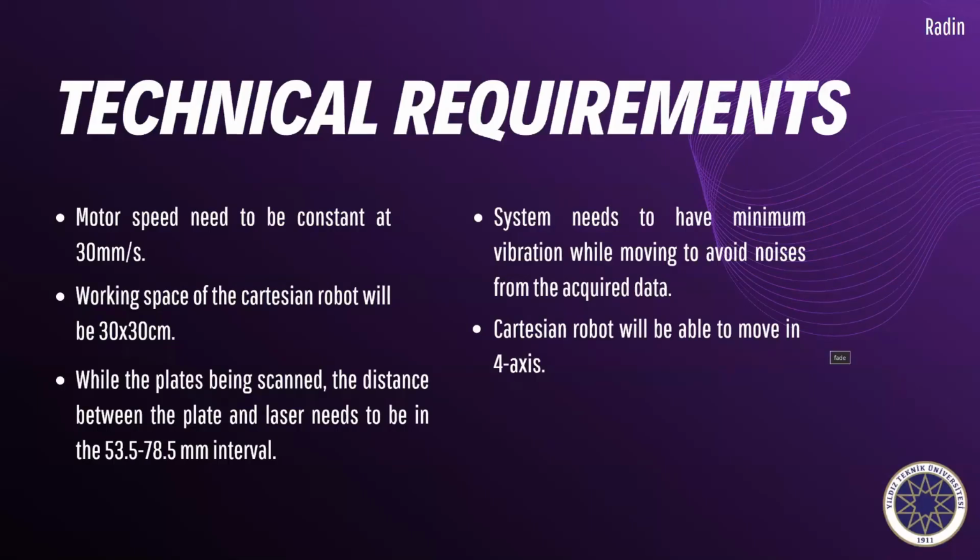Motor speed here needs to be constant at 30 millimeters per second to be compatible with the feed speed of the laser profile. The maximum area that can be scanned here is 30 times 30 centimeters. The distance between laser and part needs to be held constant at 53.5 and 78.5 millimeters. For a reliable result, the system needs to have minimum vibration while moving over the part. 4-axis moving ability provides access to all surfaces of the part.